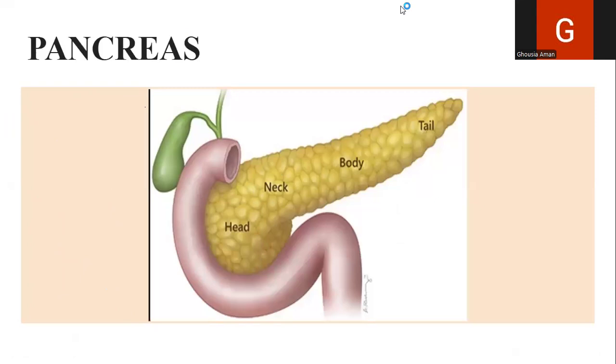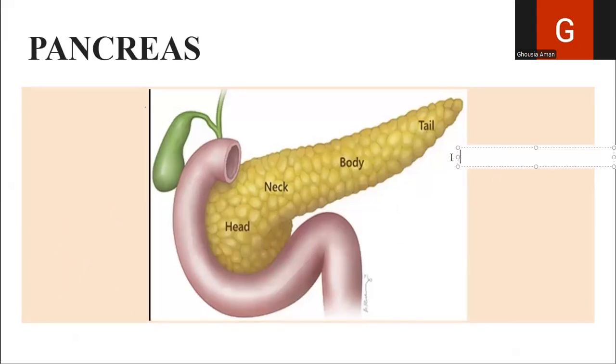So this pancreas produces pancreatic juice. Pancreas producing pancreatic juice. And pancreatic juice contains three enzymes. The enzymes were not there in the bile. And what are those three enzymes? Those three enzymes were pancreatic amylase.